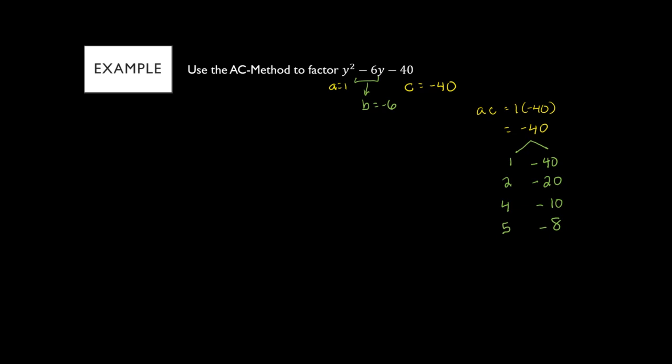So I'm looking for the combination that adds to -6. So 1 and -40 gives me -39, 2 and -20 gives -18, 4 and -10 gives me -6. So I'm going to circle that. That's our matching pair of numbers, 4 and -10. They combine to give you -6.